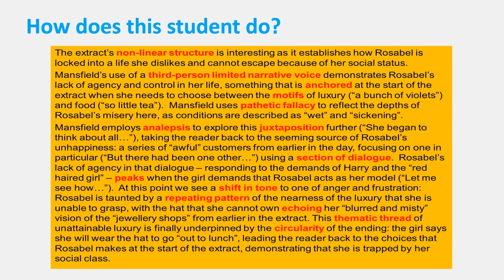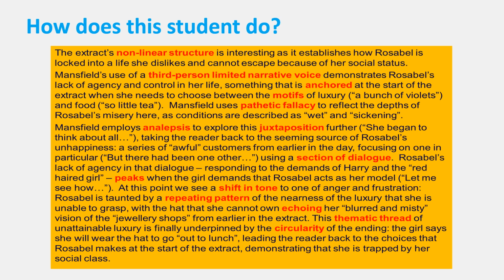But this student doesn't call it a motif. They've already used the word motif. They call it a thematic thread. A thematic thread, a theme that's threaded throughout the piece. And then we've got the circularity mentioned at the end, taking us back to the idea that Rosabelle had to make the choice between food and luxury, whereas the girl doesn't.